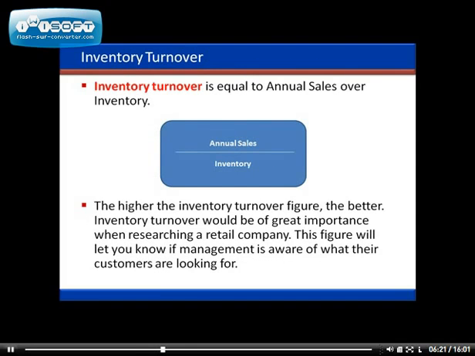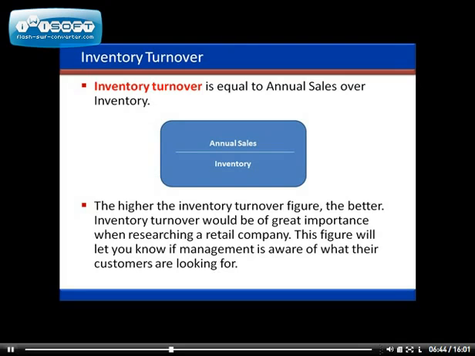Okay, so now we're going to look at inventory turnover. Inventory turnover is equal to annual sales over inventory. And you get the annual sales figure from the income statement, and you would get the inventory from the balance sheet, because inventory is an asset. And the higher the inventory turnover figure, the better.